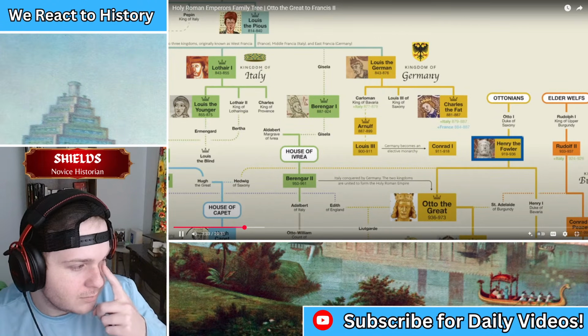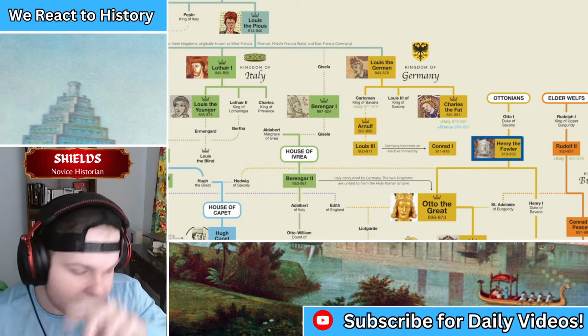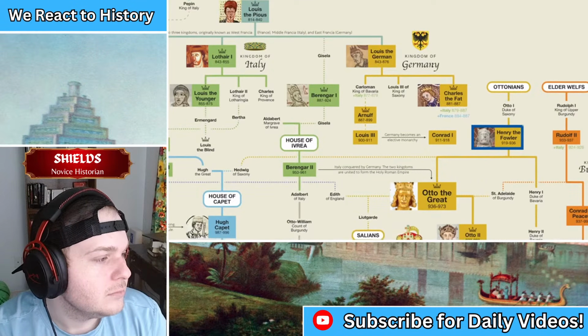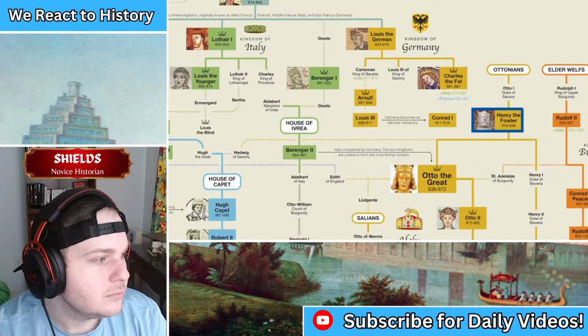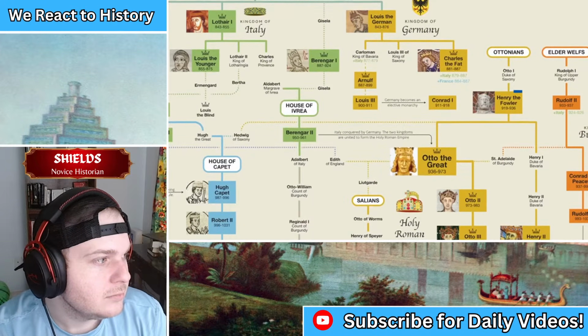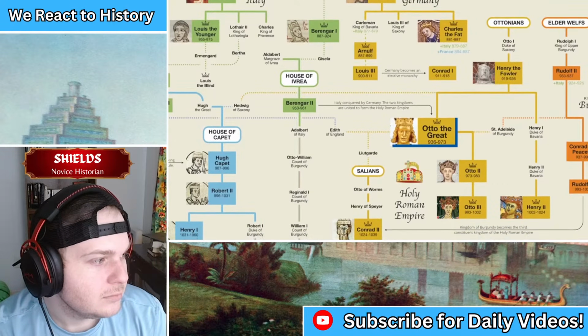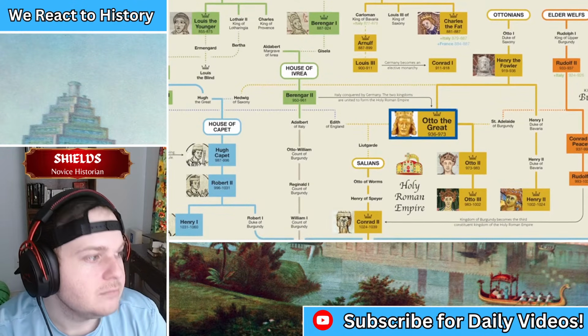This marked the first time that Germany was united under a non-Frankish ruler. Henry even planned to travel to Rome and claim the title of emperor. But he died before this could happen, and thus this task was left to his son Otto, who would eventually become known as Otto the Great.